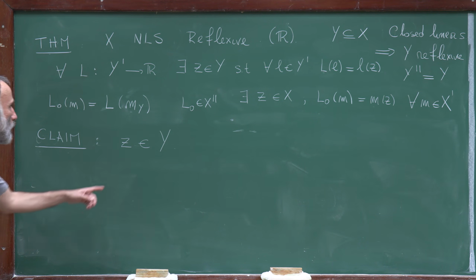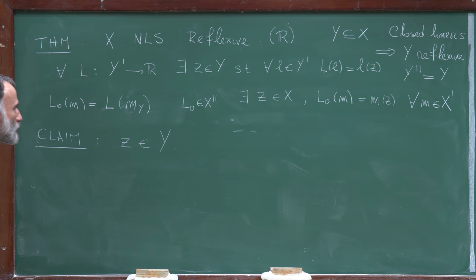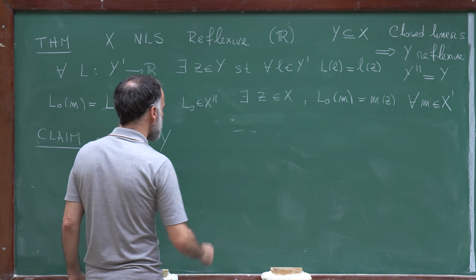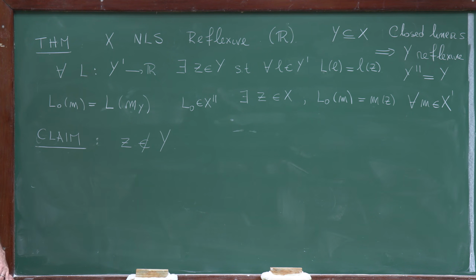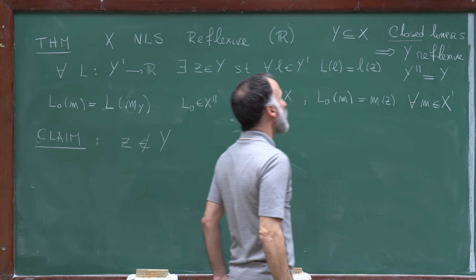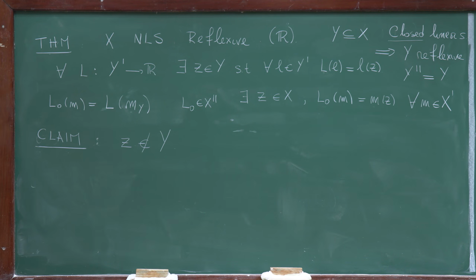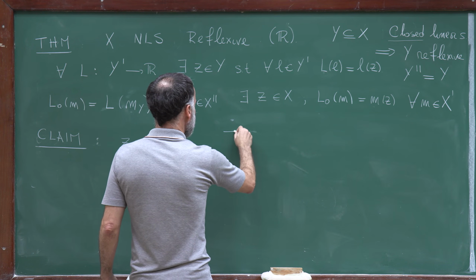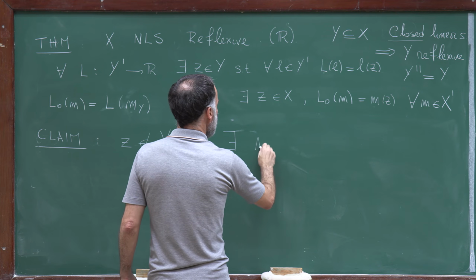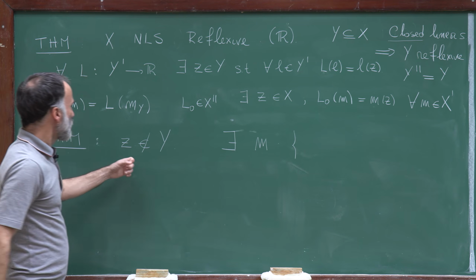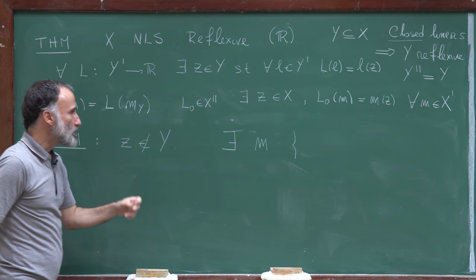So to prove that z belongs to Y, we'll proceed by contradiction. So assume it doesn't belong to Y, and we'll get a contradiction. So assume that z doesn't belong to Y. And here we are going to use that Y is a closed linear subspace. If Y is a closed linear subspace, I can construct a linear functional M on the space generated by Y and z.